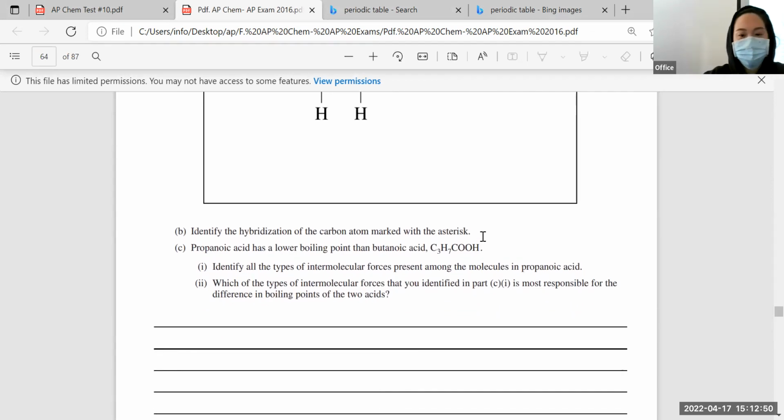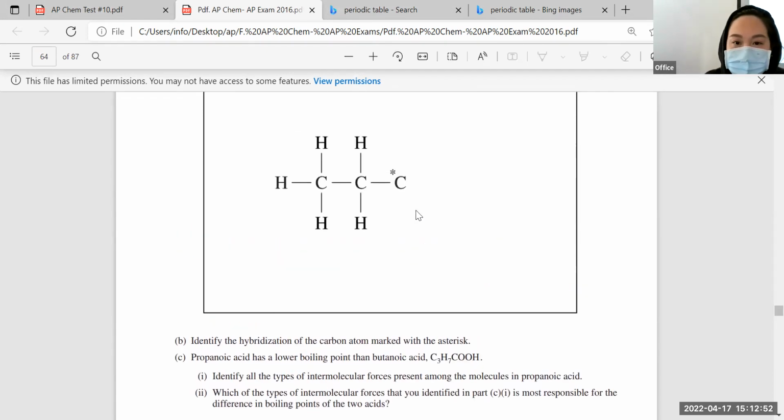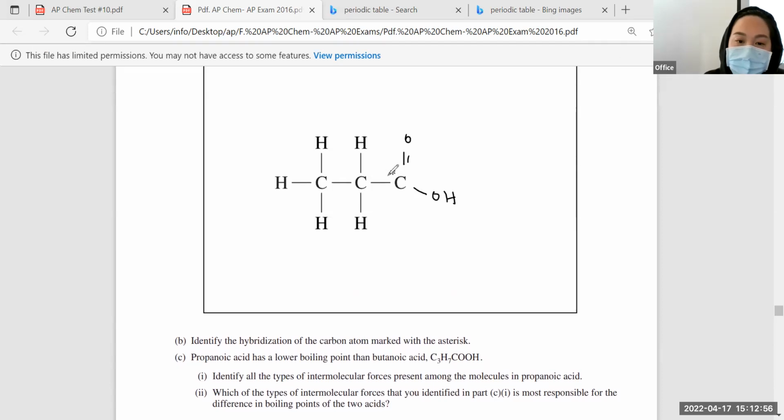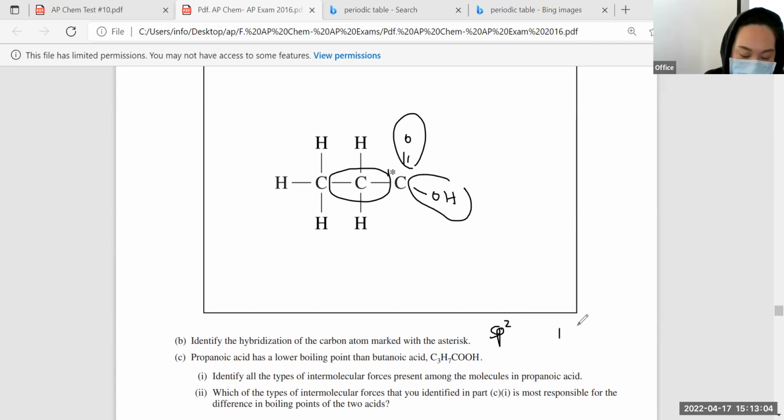Identify the hybridization of the carbon, mark with an asterisk, O, OH, right? So 1 group, 2 group, 3 group, right? sp2. 1 point.